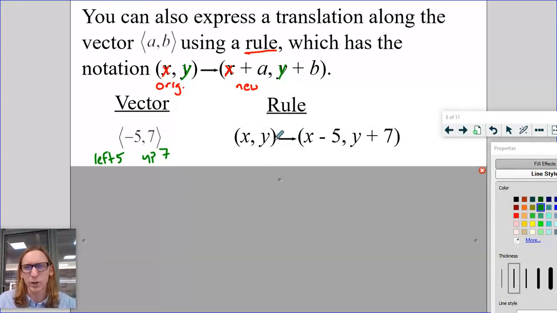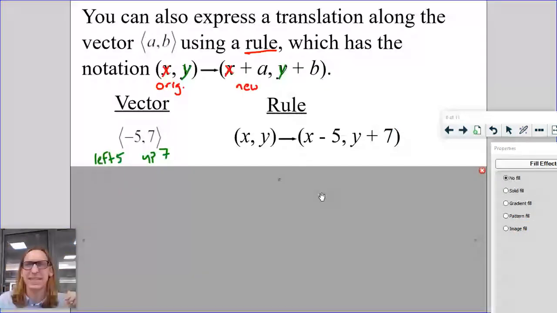Take the original coordinate, and every X coordinate, you should subtract 5 from that. Subtracting 5 from the X coordinate is what's going to move it to the left 5 spaces. And then likewise take the original Y coordinate and add 7. And adding 7 to your Y coordinate is what's going to move it up 7 spaces.